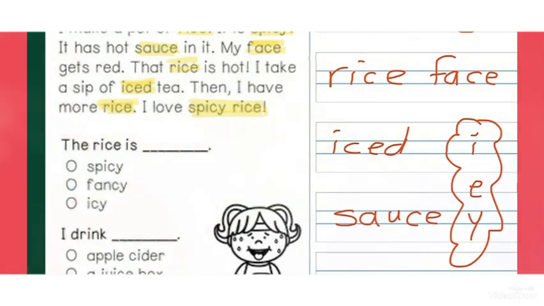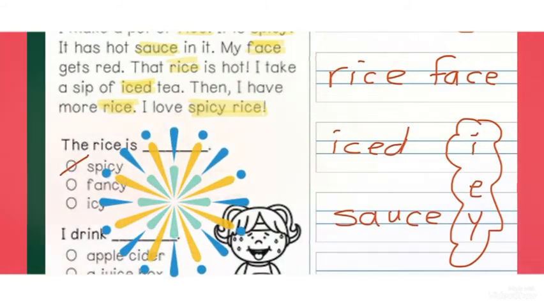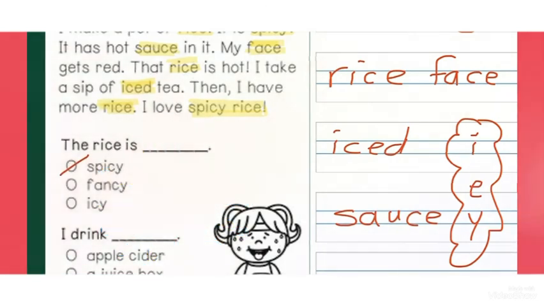So let's answer the questions of this reading comprehension together. The rice is what? Spicy, fancy, or icy? The rice is spicy. Very good. And here, I drink apple cider or a juice box or iced tea. I drink what? I drink iced tea. Very good.